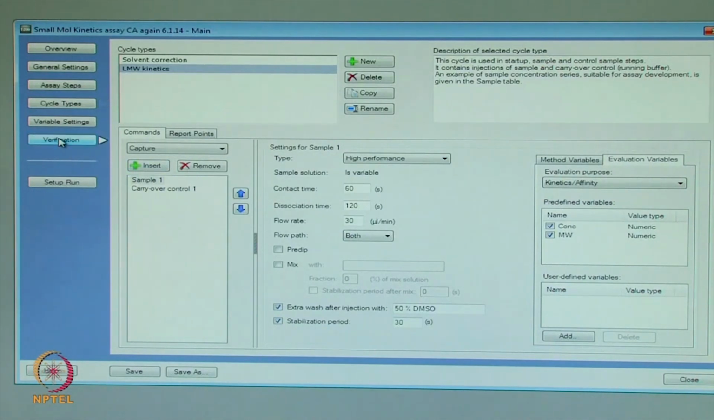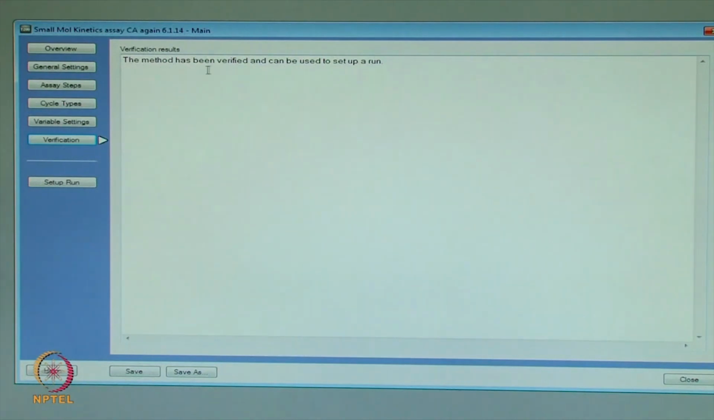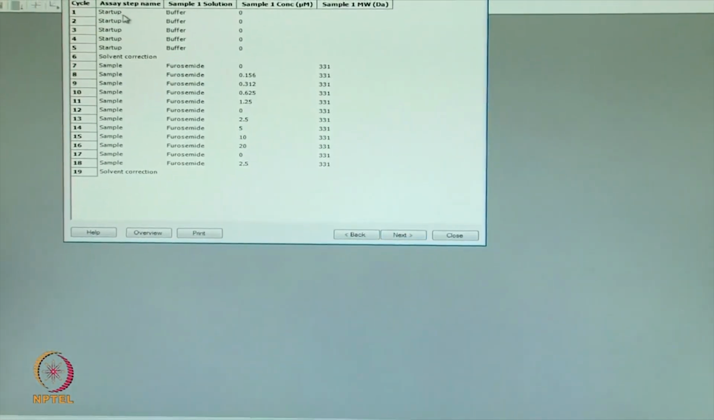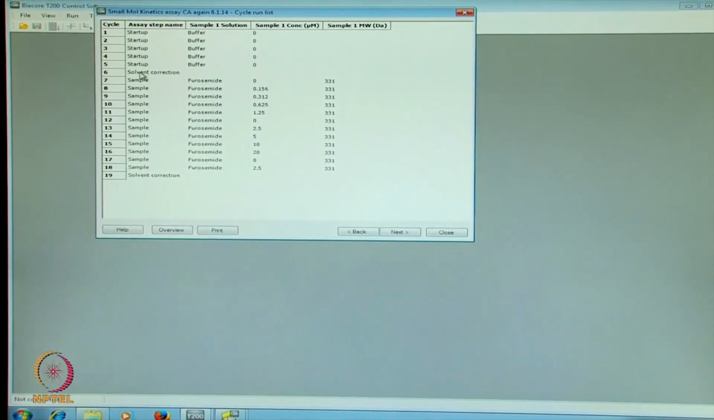So we go into the verification mode and see that the method has been verified and can be used to set up a run. We go into the setup. Here the flow path is 4-3. We go on next. We have 5 startup cycles, 1 set of solvent correction before the run and another set of solvent correction after the run. In between we have the furosemide injected at various concentrations on the surface of the carbonic anhydrase, and the kinetic data is accumulated here.